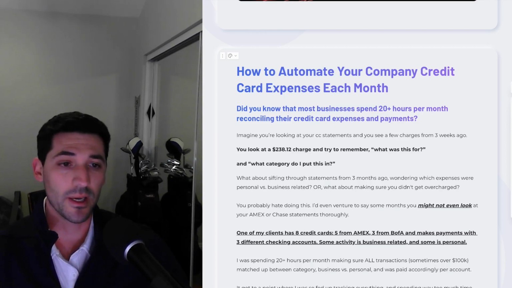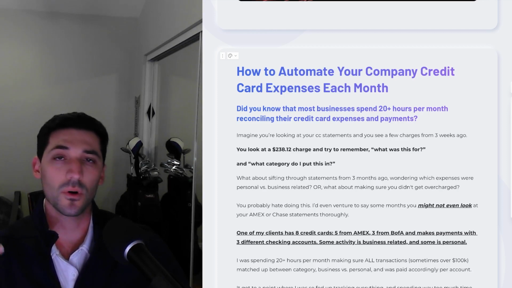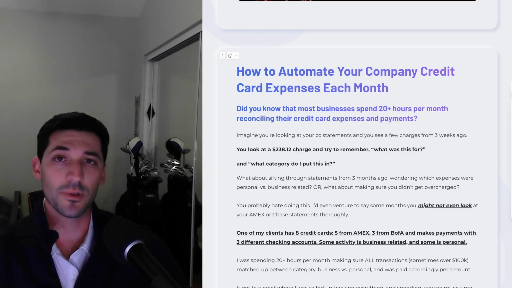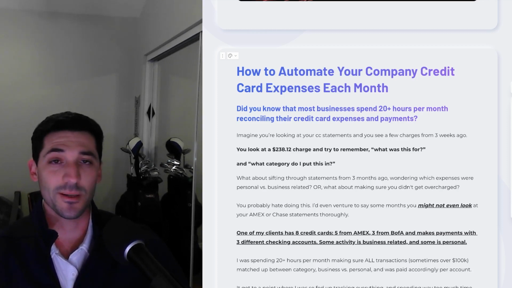You're sifting through bank statements. You're wondering also, shoot, maybe I put a few different personal charges on the business card or vice versa. What about making sure that you didn't get overcharged? You probably hate doing this. I'd venture to say some of you, some months, might not even be looking at your statements regularly. You might not even be checking it.